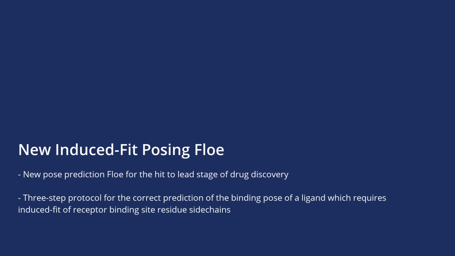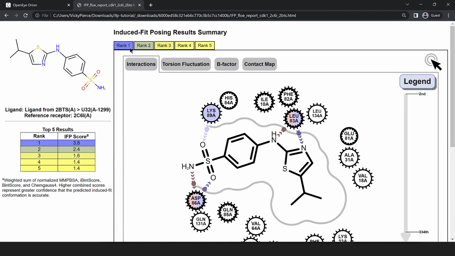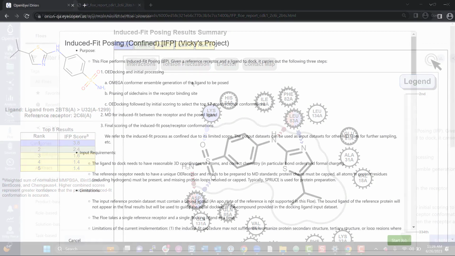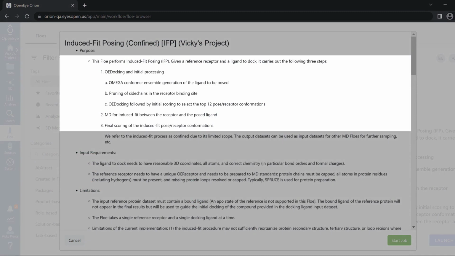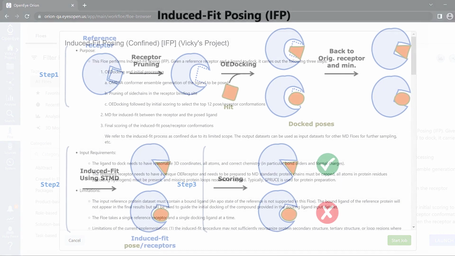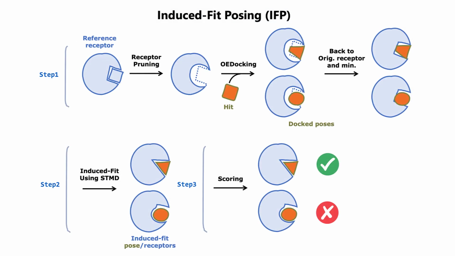In this release, we're introducing induced fit posing to Orion. This flow is a new pose prediction tool for the hit-to-lead stage of drug discovery that features a 3-step protocol for the correct prediction of the binding pose of a ligand that requires induced fit of receptor binding site residue side chains. The 3-step protocol comprises the initial docking of the ligand of interest to the reference receptor, MD-aided induced fit of the post-receptor conformations, followed by the scoring of the conformations.